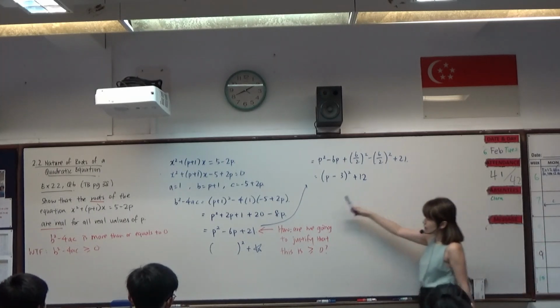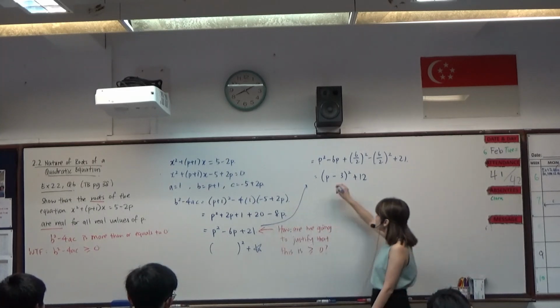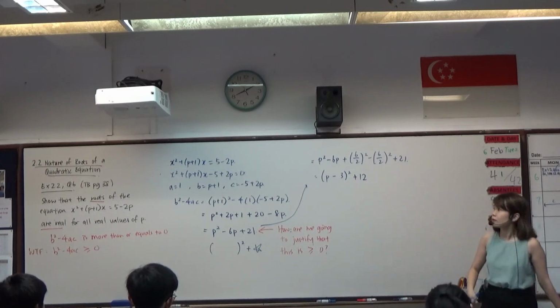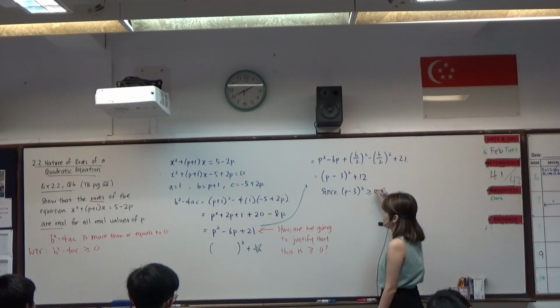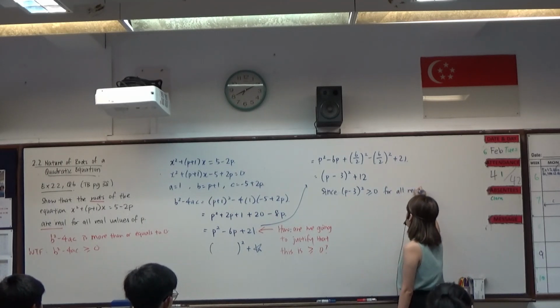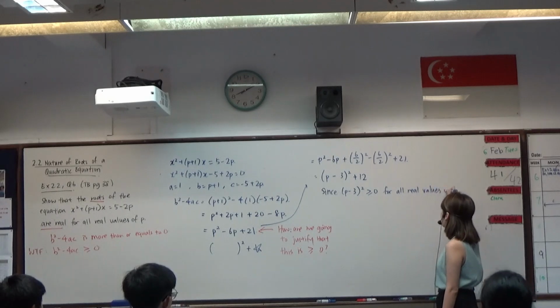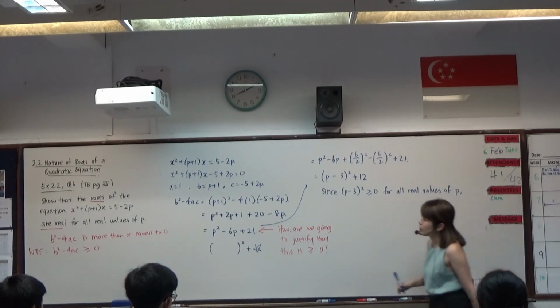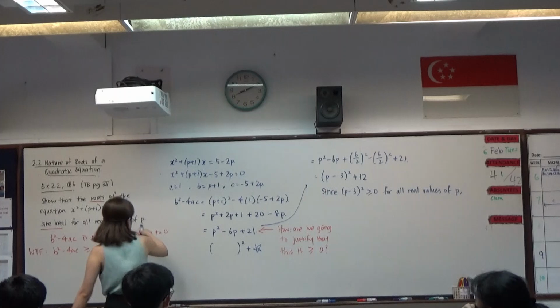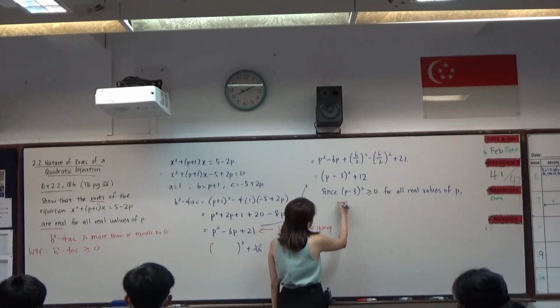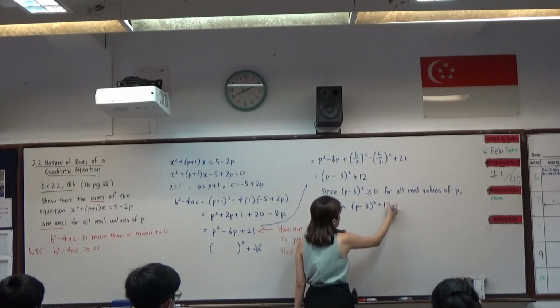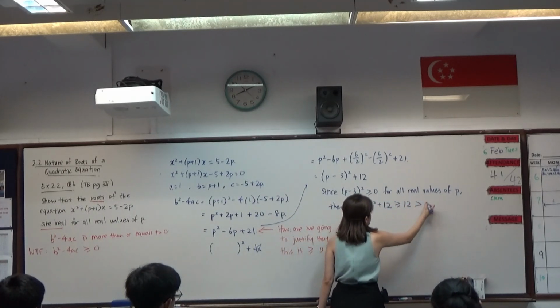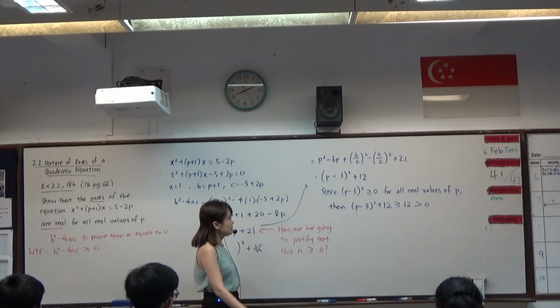So we get this, and here's our expectation, where we wanted the square and then a positive number. So we can explain that since p minus 3 squared is more than or equals to 0 for all real values of p, because the question says for all real values of p, then p minus 3 squared plus 12 is more than or equals to 12, which is positive.